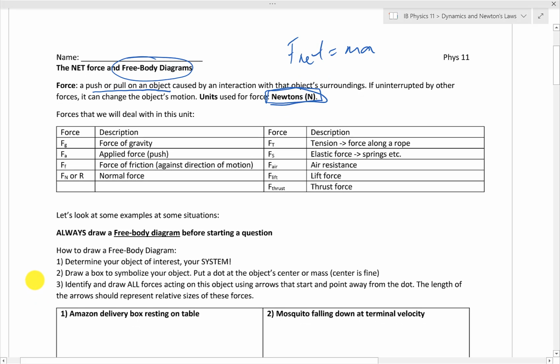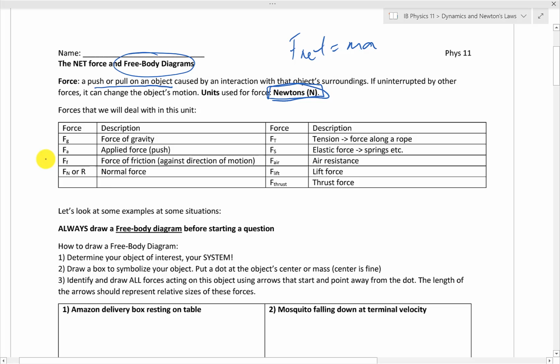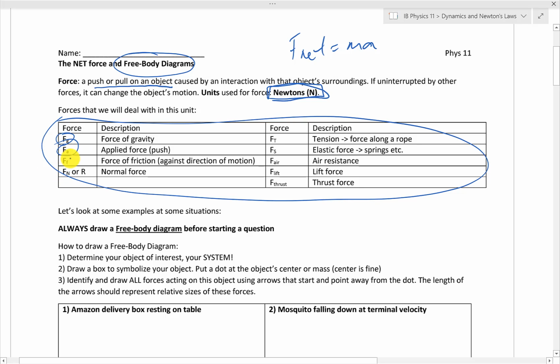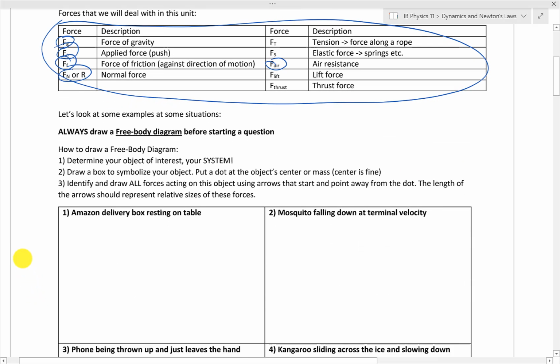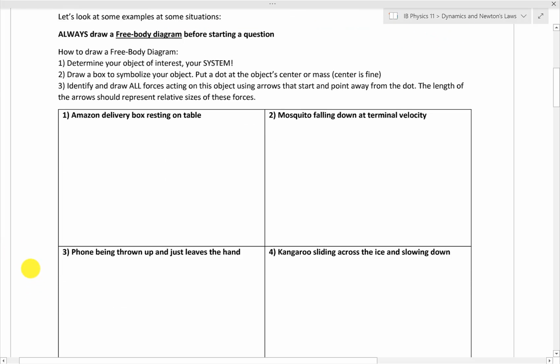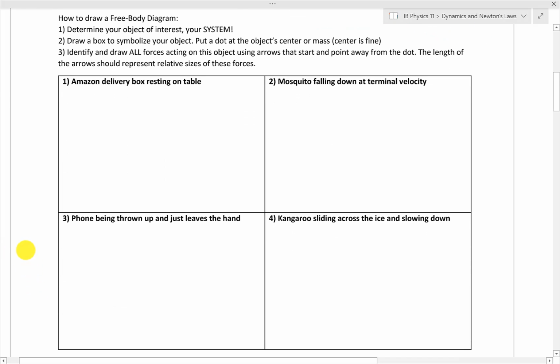The forces that we will deal with in this unit are in this table. You can read it yourself. Today I will only talk about a few and will not go into detail in any of them. Force of gravity, some sort of applied force or push, friction, some sort of reaction force or something pushing against you, and air resistance, okay? Let's do a few free body diagrams to get us started to see how we draw them.